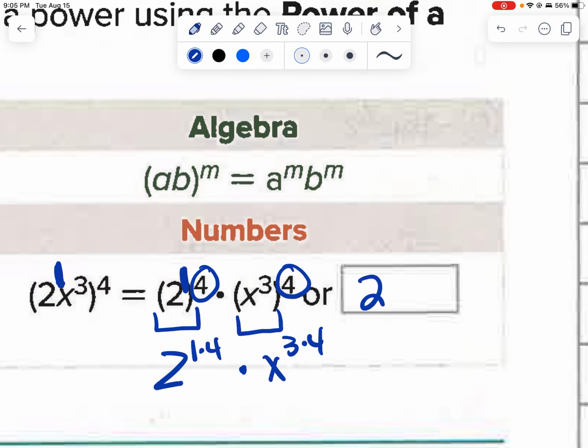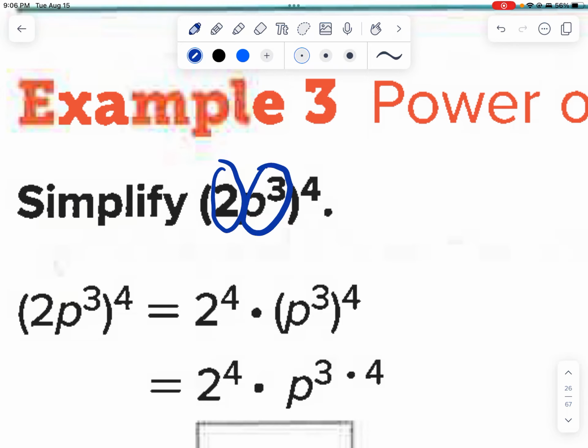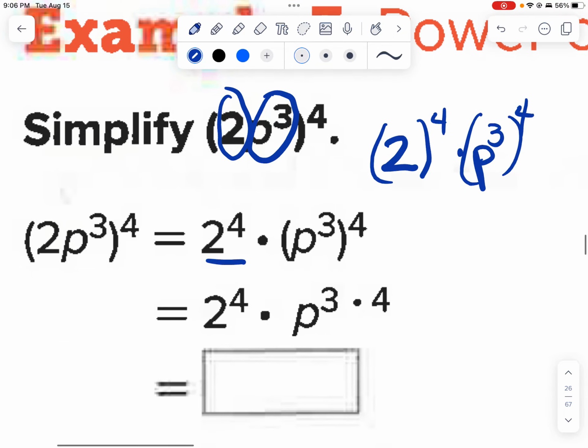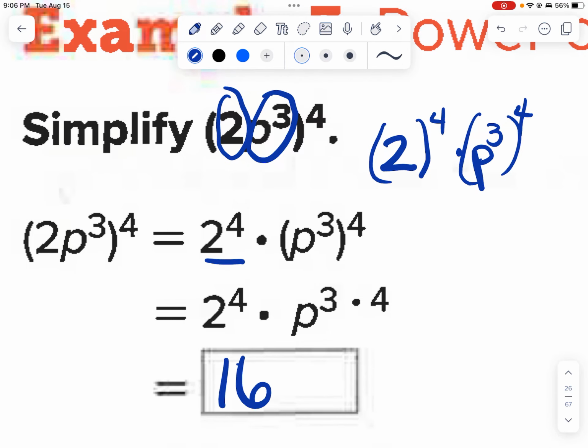Okay, so let's try it again. So again, when I look at this, I have a factor here and I have a factor here. So we're going to split apart the factors. I have 2 raised to the 4th power times p to the 3rd raised to the 4th power. Okay, so I have 2 to the 4th, which is 16. Then I multiply these 2 exponents together, and I get p to the 12th.